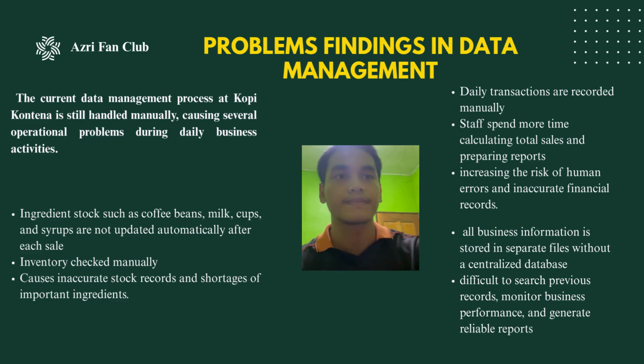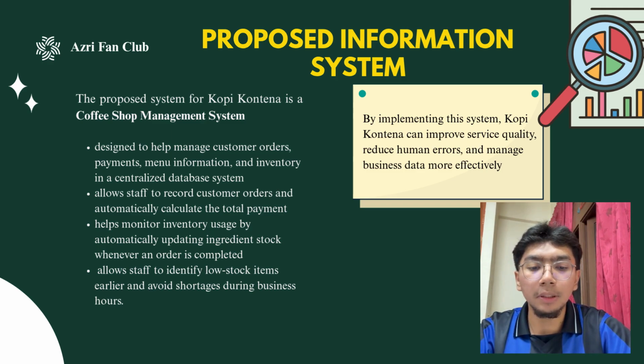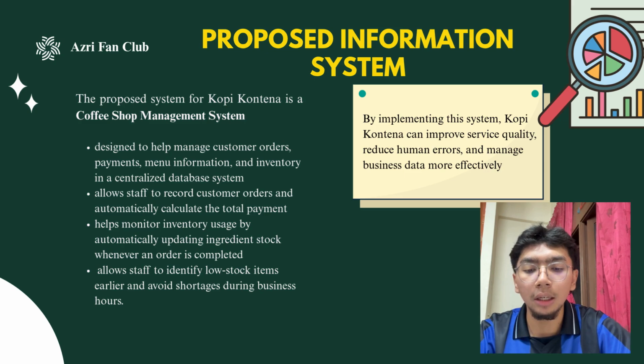The proposed Coffee Shop Management System for Copy Container is designed to manage customer orders, payments, menu information, and inventory in one centralized system. It automatically calculates the total payment for each order and updates ingredient stock after an order is completed. The system also helps staff monitor inventory levels and identify low stock items earlier, reducing the risk of shortage during business hours. By implementing this system, Copy Container can improve service quality, reduce human errors, and manage business data more effectively.